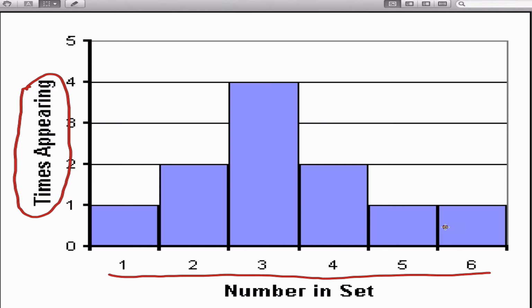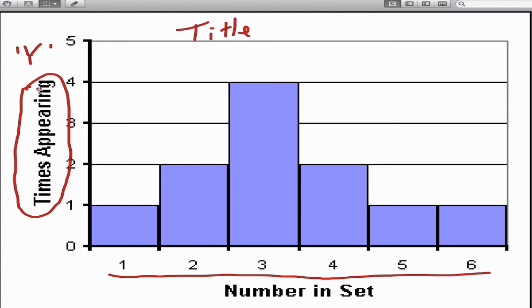In this graph, we're really missing a couple of things. We're missing a title. So up here would be a good idea to put a title. On here, this is your y-axis. Okay, this is your y-axis.